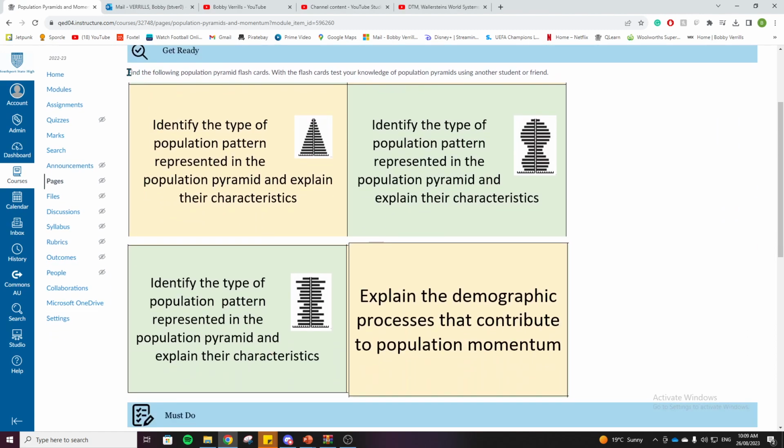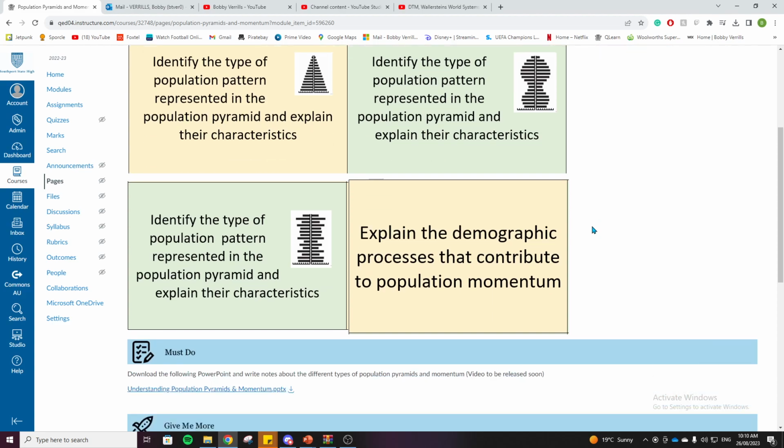There are some get ready activities for you to complete. There's 4 flashcards that you should have about population pyramids and one on population momentum. I would like you to test yourself using those. Maybe you can find a friend or a family member to help you with it and try and recite the answers that are on the back of these cards. If you've lost your flashcards, you can find the document with all the flashcards under the helpful resources section of your QLearn on the home page. There should be a link there to download the Word document.